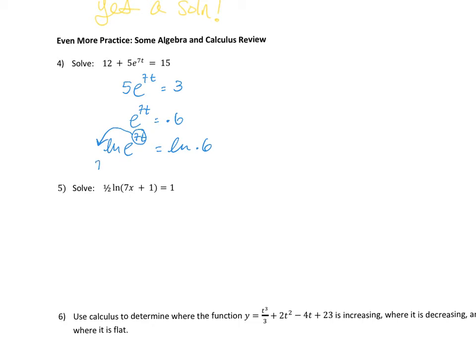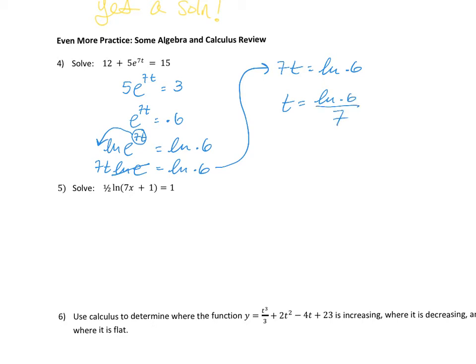And then you can bring your exponent down in front of the log. So we get 7t ln e equals the ln of 0.6. And the ln of e is 1, so that just sort of goes away. 7t times 1 is 7t equals the ln of 0.6, and then divide both sides by 7. So that's an exact value for the solution. If you want an approximate value, you put that in your calculator.